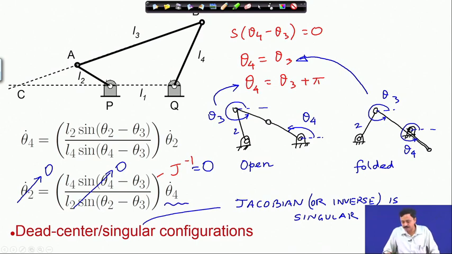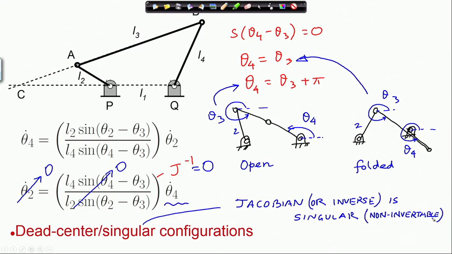So, singularity sometimes we define in terms of non-invertibility. So, non-invertible. So, singular in this sense that it is not invertible. So, these are the dead center or singular configurations, dead center configurations or singular configurations where the Jacobian or its inverse is singular, which means they are not invertible.